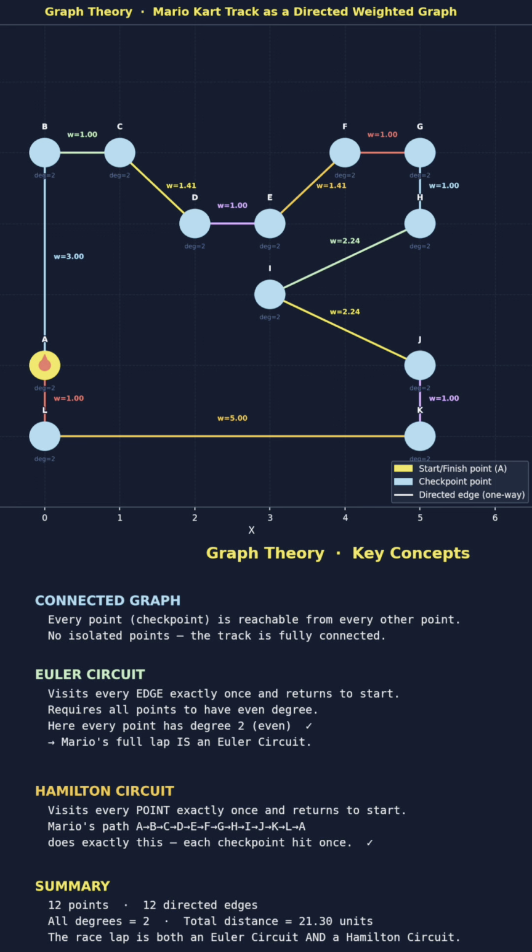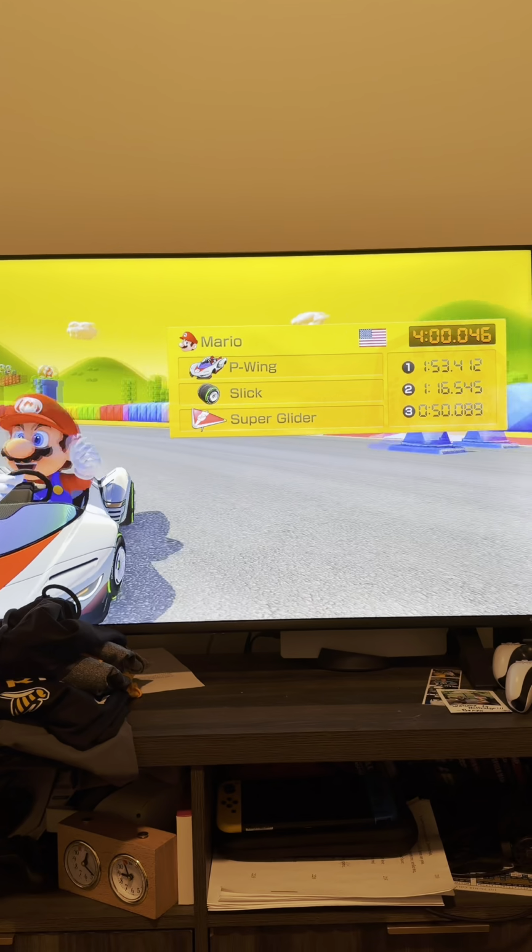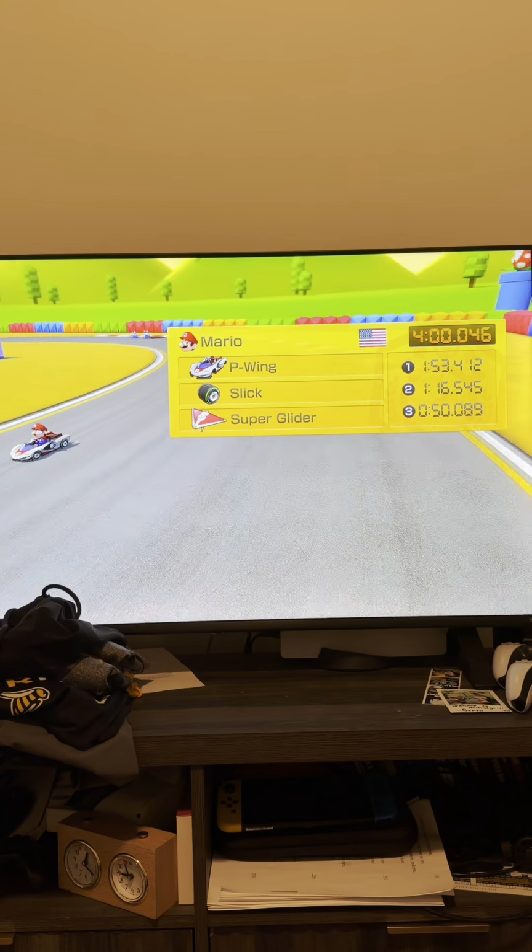But that's not all. Mario also went through a Hamilton circuit, which means that he passed through every vertex exactly 1 time and then ended up returning to the starting vertex. Mario hit every checkpoint from A to L exactly once before ending back at A. So Mario's lap counts as both an Euler circuit and a Hamilton circuit. And to top it off, the guy was driving on a race course called Mario Circuit 3. Circuit is the word of the day, I guess.